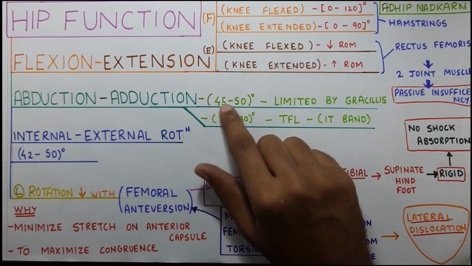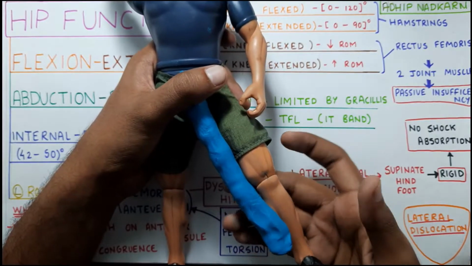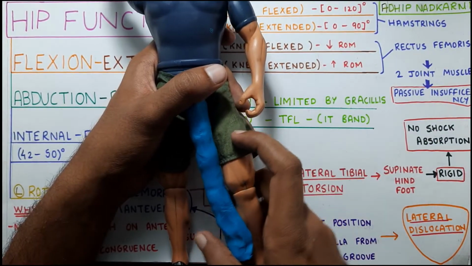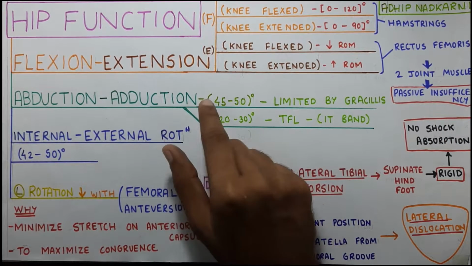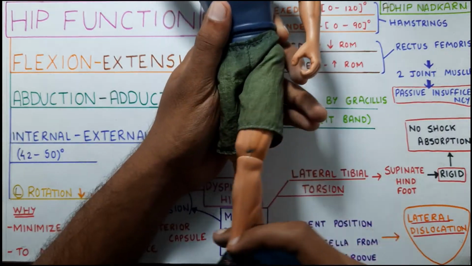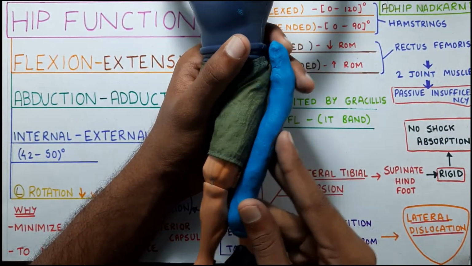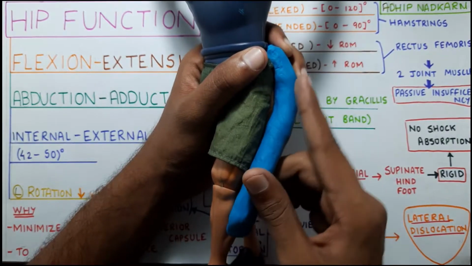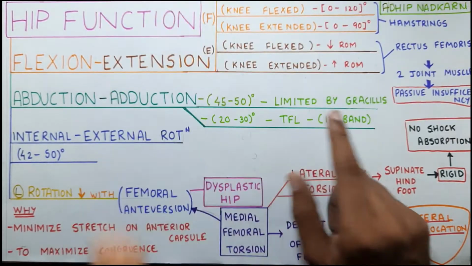Your abduction is around 45 to 50 degrees, and this is limited by your gracilis muscle, mainly the gracilis. There are other adductors too which limit this abduction movement, but mainly the gracilis. And then the adduction movement is around 20 to 30 degrees. That is called cross adduction, where you go inward towards your midline, and here your TFL and IT band limit it. Gluteus medius and TFL are coming from here, and it is attaching through the IT band to the knee, right? So this adduction movement will be prevented by your TFL and IT band.